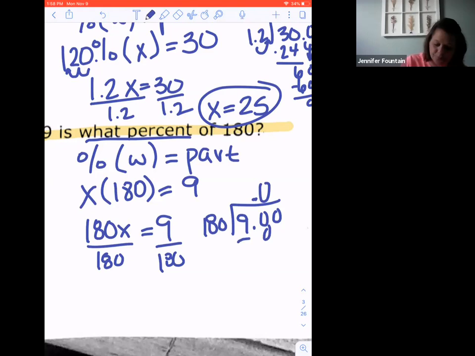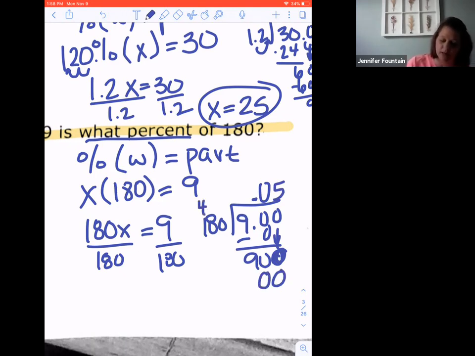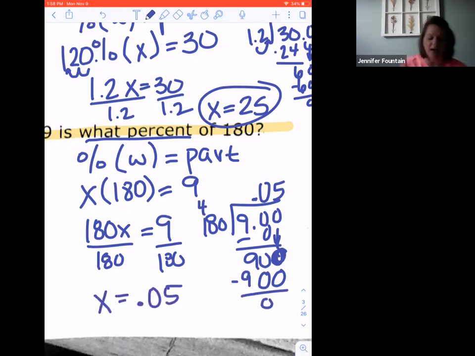90 minus 0 is 90. Bring down my other 0. So now 180 will go into 900. How many times? So that's going to be 5. 5 times 0 is 0. 5 times 8 is 40. Put down my 4, put down my 0, carry my 4. 5 times 1 is 5, plus 4 is 9. So we found that x is equal to 0.05.